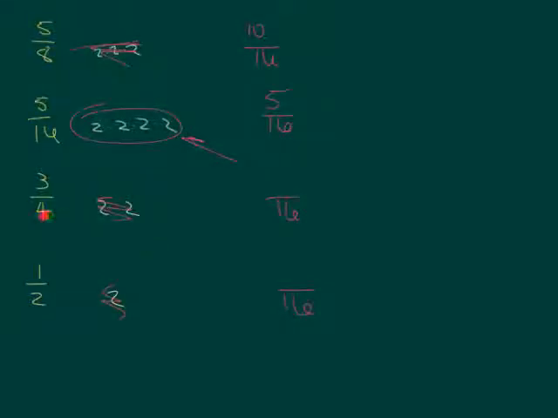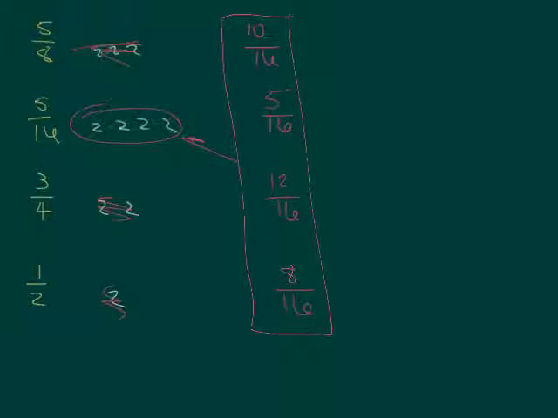Then we went from a 4 to a 16. Well, we multiplied 4 times 4 to get 16, so we multiply 3 times 4 to get the top number. Now last, we look at the 2 and how it changed to a 16. We multiplied 2 times 8 to get 16, so we multiply 1 times 8, and that gives us 8. So there are each of our fractions now with common denominators.